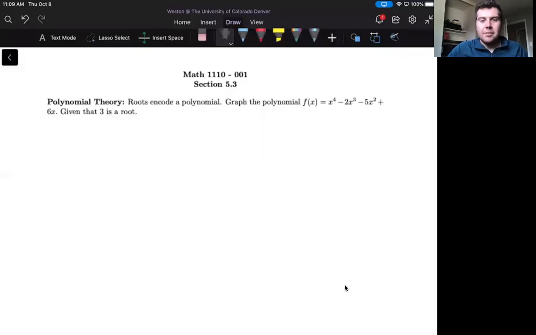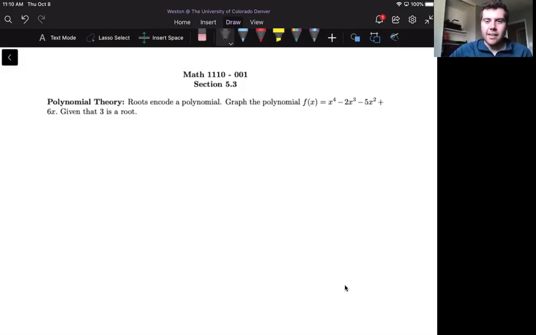Hey, so now we're going to enter 5.3, which is a little bit on polynomial theory. This just ties together some of the ideas that we've seen in sections 5.1 and 5.2 about graphing. So in 5.2, we were talking about how we want to factor a polynomial because its roots tell us how to graph that polynomial. And it turns out that every polynomial can be factored into products of its roots in that way.